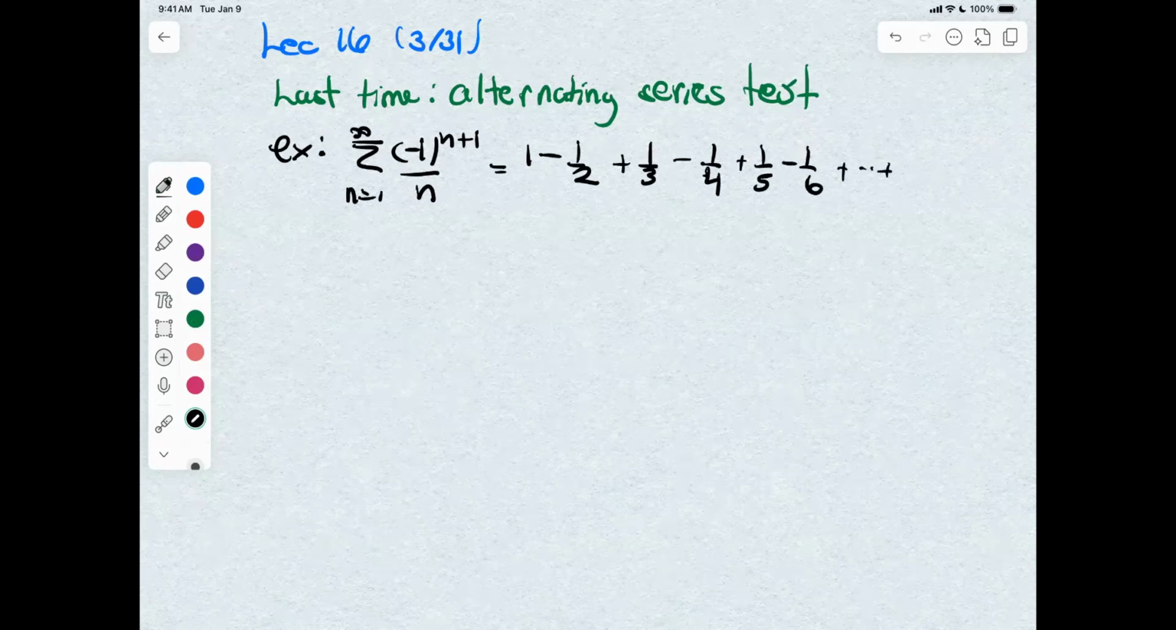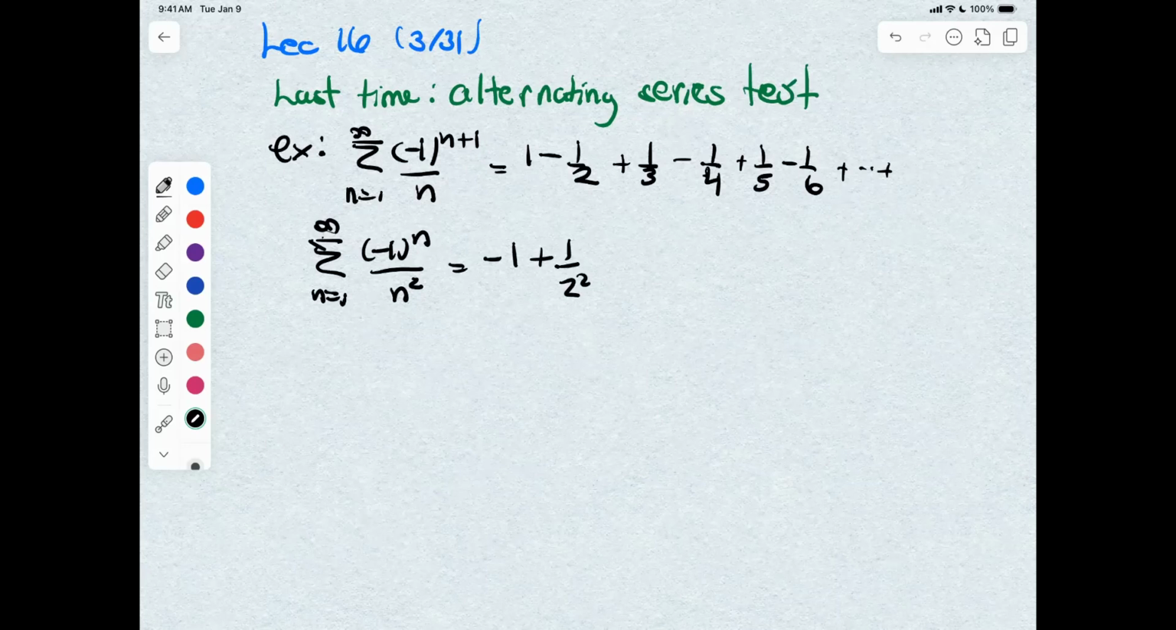Or another easy one would be something like (-1)^n over n squared, which would be minus 1 plus 1 over 2 squared, minus 1 over 3 squared, plus 1 over 4 squared, minus 1 over 5 squared, etc. So the type of series that we want to analyze, what made them alternating was that, as you see in this pattern, they switch between positive and negative.